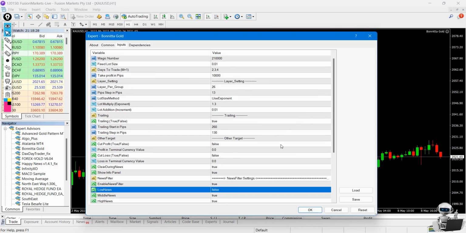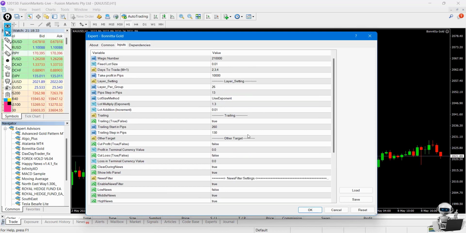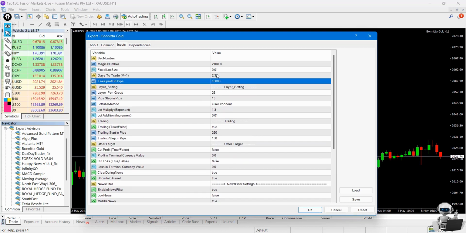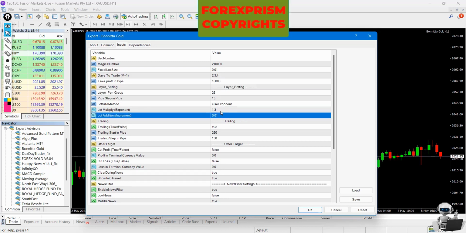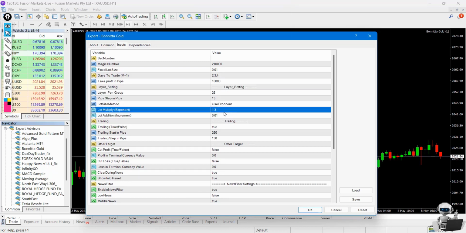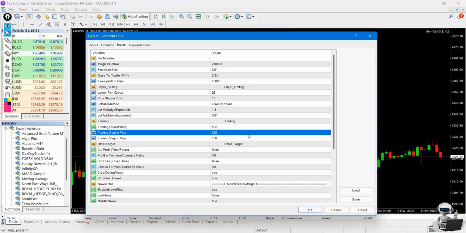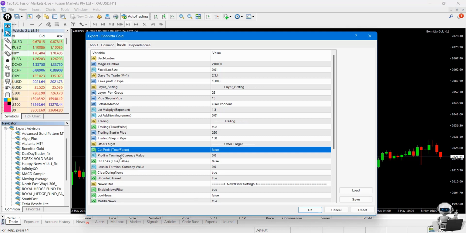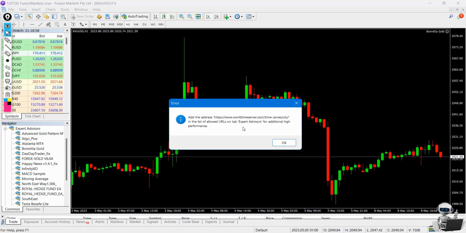So we are not sure why he added this. Is it only for comment? I'm not sure why he's using that. What else do we have? We have risk management, pips, and multiply, and by multiply I mean semi-martingale. We have trailing as well. You can cut your profit if you want, but I would recommend using everything in default. You also need to add this URL, no problem.